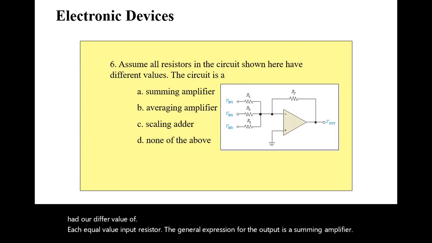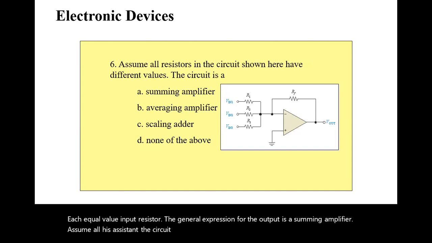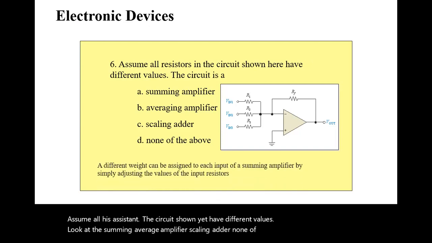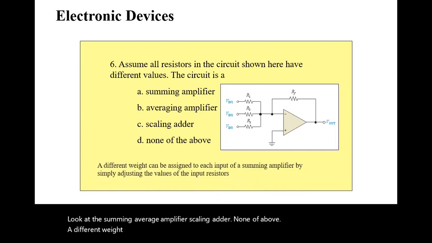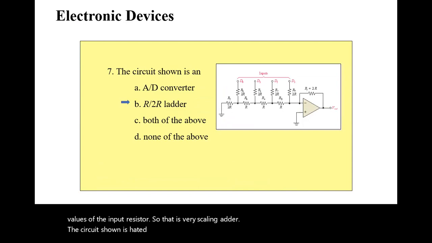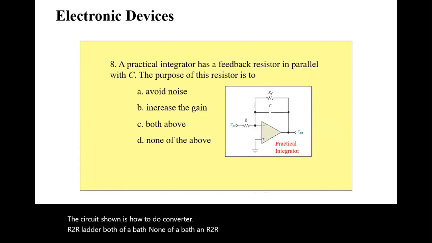Assume all resistors in the circuit shown here have different values. The circuit is a summing amplifier, averaging amplifier, scaling adder, or none of the above. A different weight can be assigned to each input of a summing amplifier by simply adjusting the values of the input resistor. So that is the scaling adder. The circuit shown is an A to D converter, R to R ladder, both of the above, or none of the above. It is an R to R ladder, a digital to analog converter.